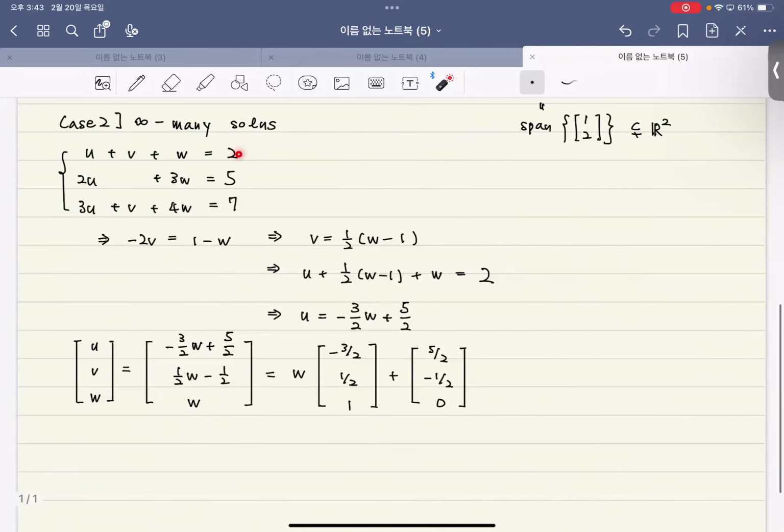But this time, I was able to find the solution. Not one, but infinitely many solutions. So why is it possible? Because, by accident, this vector, 257, happens to be inside the plane spanned by these three columns, right? So that is the only explanation.